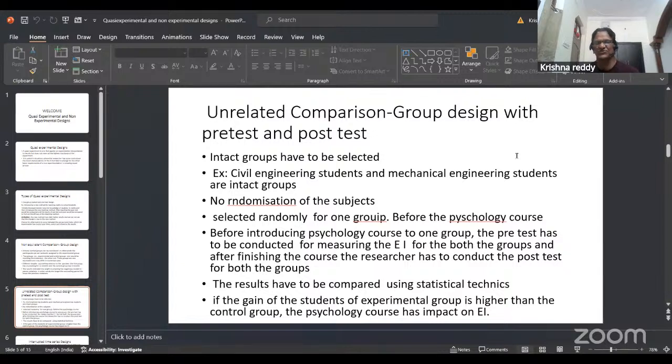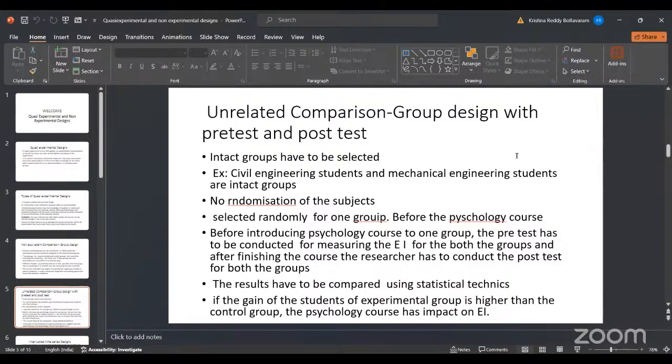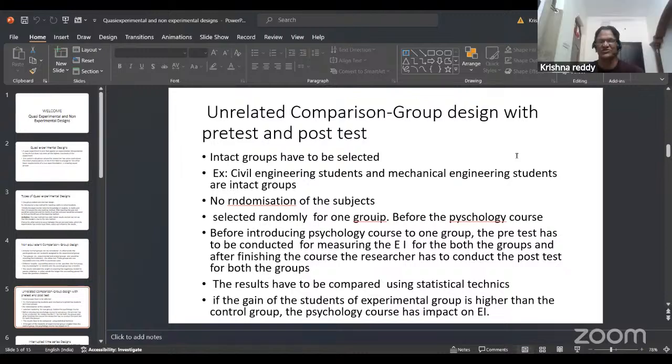If the gain of the students of the experimental group is higher than the control group, the psychology course has an impact on the emotional intelligence of the students. So one group is the experimental group, for which the psychology course is introduced. The other group is the control group, for which the psychology course is not introduced.